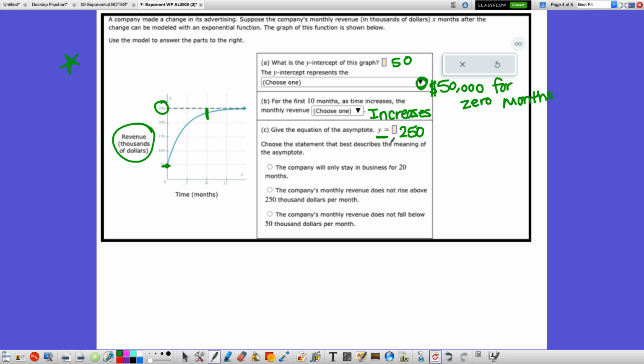Choose the statement that best describes the meaning of the asymptote. So we know as x moves forward, time in months, we increase our revenue in thousands of dollars. So the company will only stay in business for 20 months. Doesn't really make sense. The company's monthly revenue does not rise above $250,000 per month. Possibly. The company's monthly revenue does not fall below $50,000 per month. So the answer to C is this one. It's the only way. We can't rise above $250,000 per month, and clearly our graph shows that it's not going to go above that asymptote line.